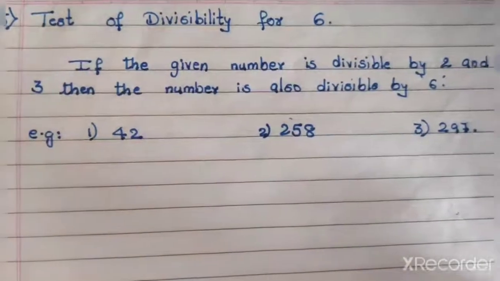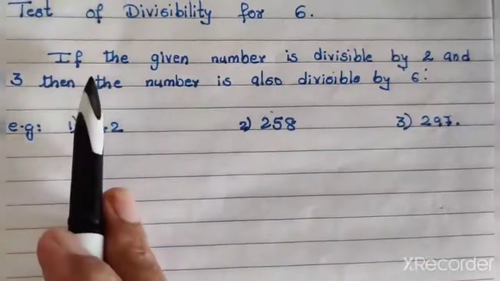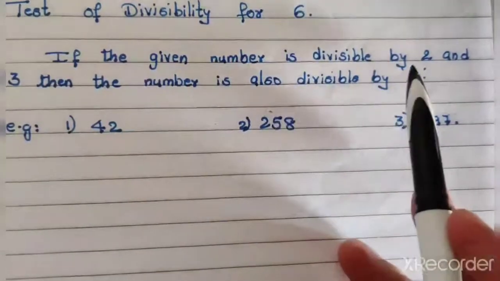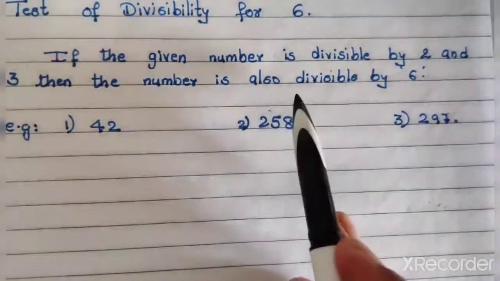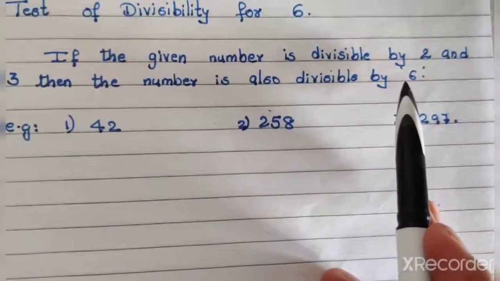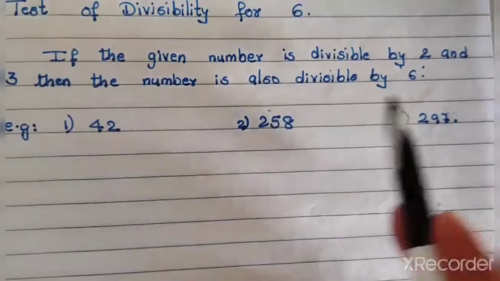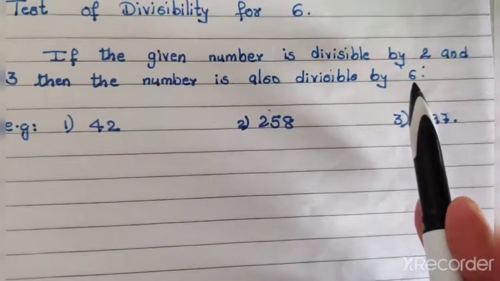Now let us move on to the test of divisibility for 6. What you need for 6 is very easy. If the given number is divisible by both 2 and 3, then the whole number is also divisible by 6. So you have to check two tests of divisibility, that is 2 and 3, if you want to check whether division by 6 is possible or not.